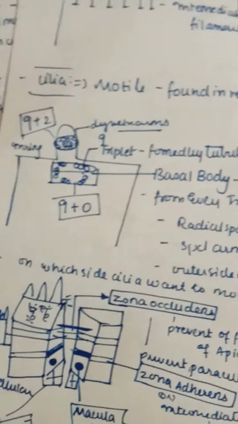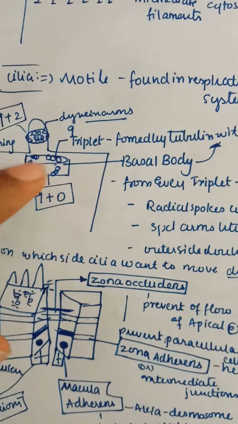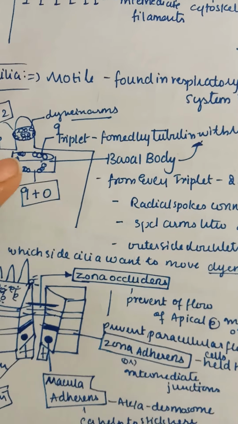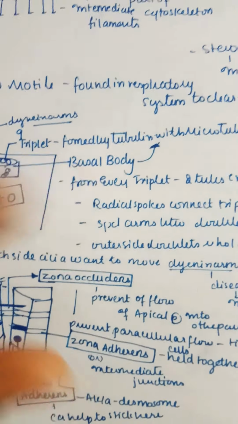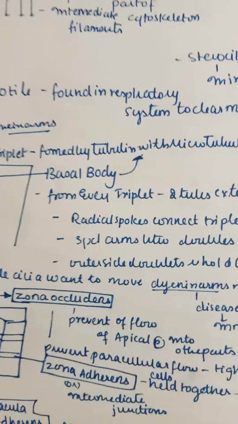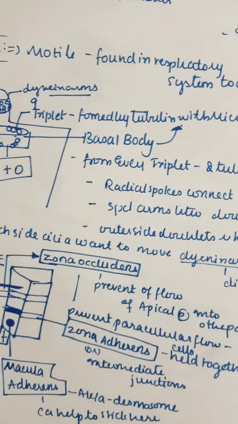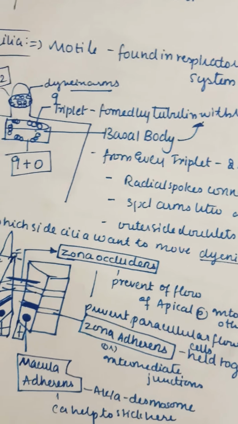So normally the cilia basal body is having triplets, right? Here you can see the triplets, how they are arranged. So there are 9 triplets which are arranged in a circle like this, and the triplet is mainly formed by tubulin with the microtubules. So this arrangement is nothing but the 9+0 arrangement, which is mainly present in our basal body.